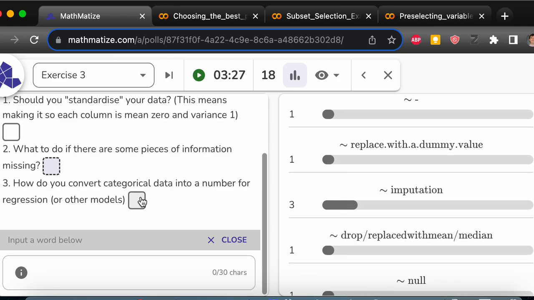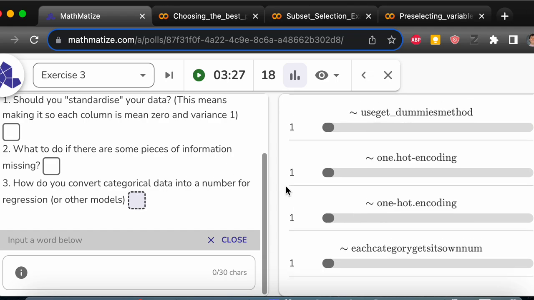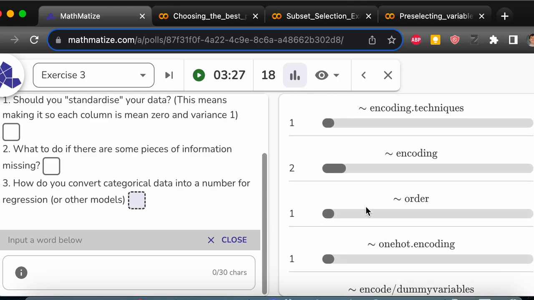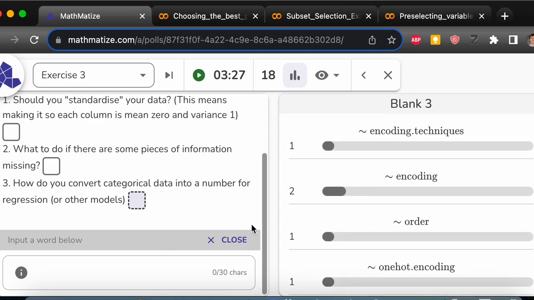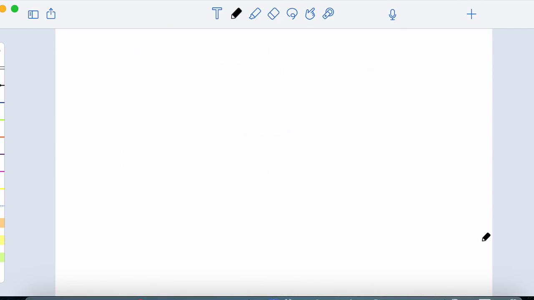Okay, last, how do you convert categorical data into a number? Some people are telling you the actual functions, which is great. I just want to point out, in the last 5 minutes here, one mistake that I saw a lot of people make in previous years. Let's pretend we have something that could be red or green or blue. There are 3 types of houses: the red houses, the green houses, and the blue houses.